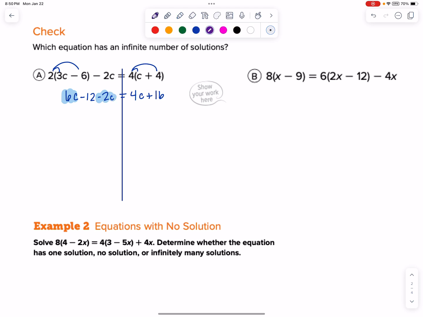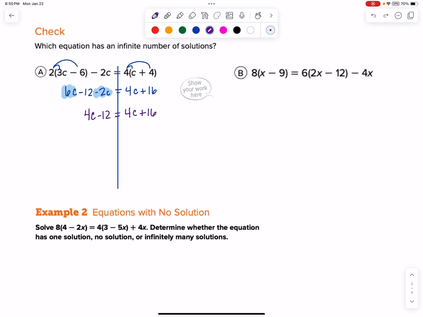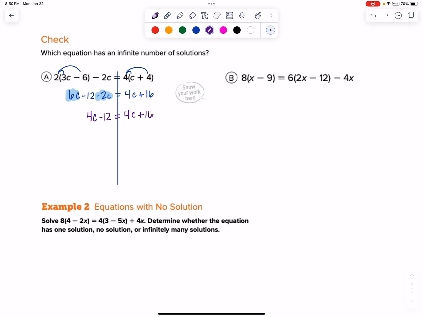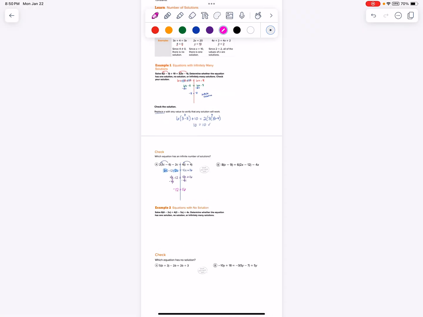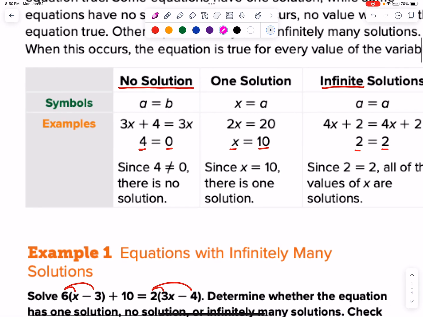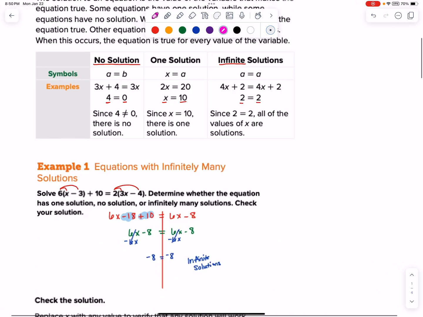So different signs subtract, 6, 5, 4, and we end up with 4c minus 12 equals 4c plus 16. Now, the coefficients are the same, but the constants are not. So this is not going to leave us with the same number. If I subtract 4c on both sides, we can see that we're just left with negative 12 equals positive 16. And so when we have a number equaling a different number, remember if we look back up here, a number equaling a different number means no solution.